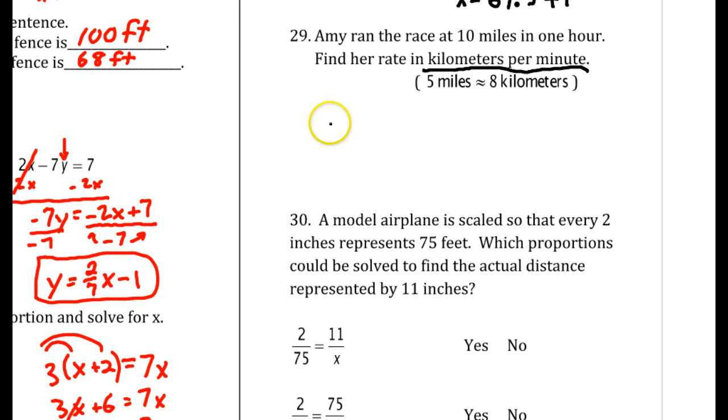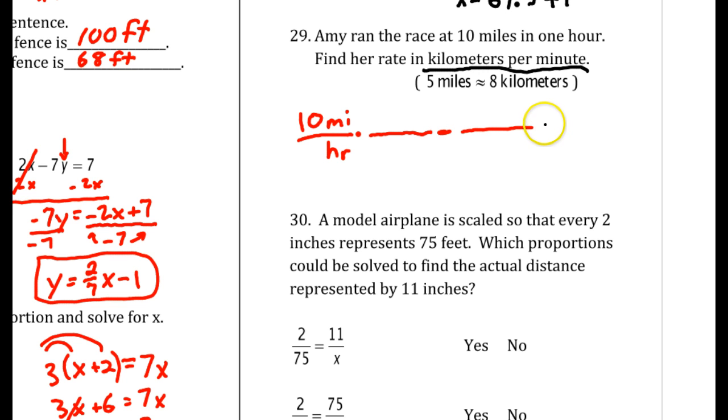So let's start off with 10 miles in 1 hour. Now I'm going to use dimensional analysis. I need to do 2 things. I need to convert miles to kilometers. Those are 2 distance units. And then I need to convert hours to minutes. Those are the two time units. So I've got two conversions to do.